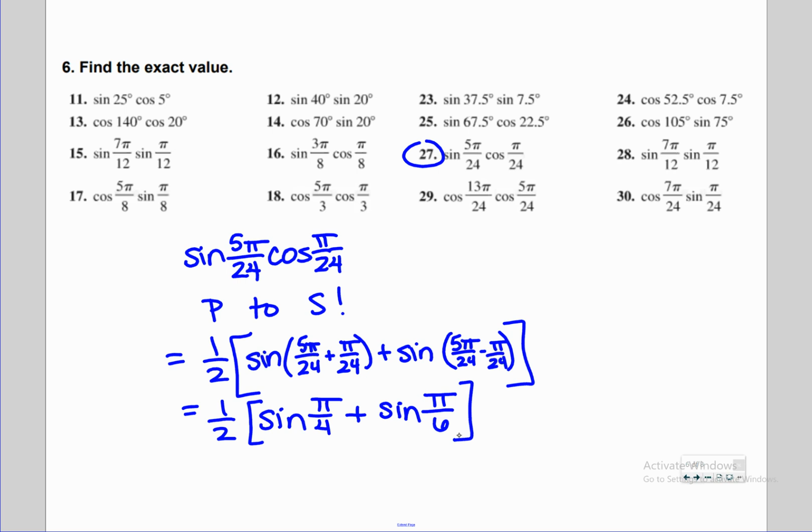What is the sine of pi over 4? It's rad 2 over 2. What is the sine of pi over 6? Ooh.